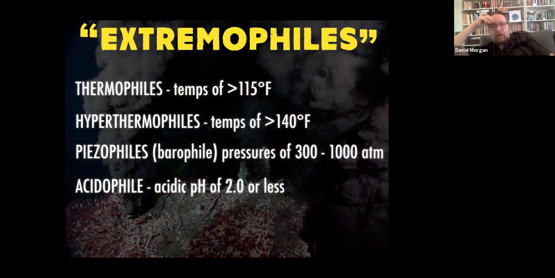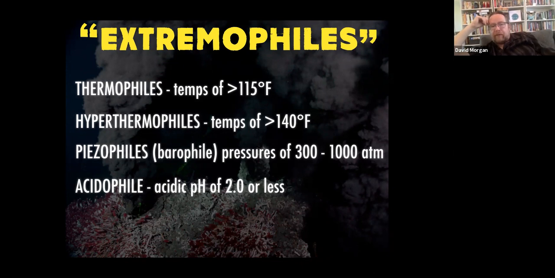We call organisms that are capable of surviving in extreme environments extremophiles. And there are all sorts of different extremophiles depending on the thing that they can tolerate extreme amounts of. So thermophiles can withstand extreme amounts of heat, up to, say, 115 degrees or higher Fahrenheit. Something like strain 121, we might call a hyperthermophile, that can withstand temperatures of greater than 140 degrees Fahrenheit.